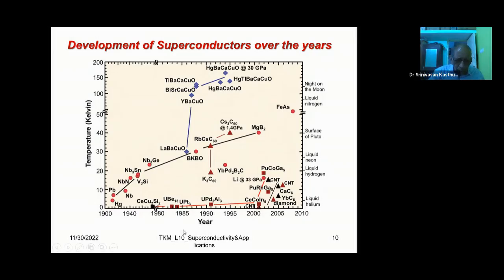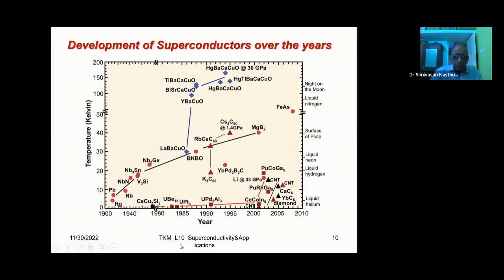I am looking at only the red dots, okay? Around 2000, people were able to discover superconductivity in magnesium boride. That has a transition temperature of around 35 Kelvin.